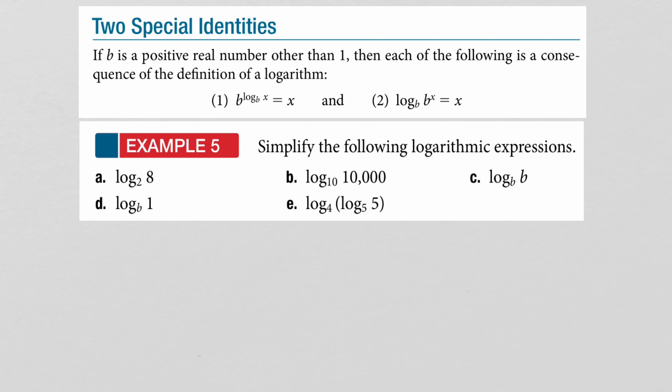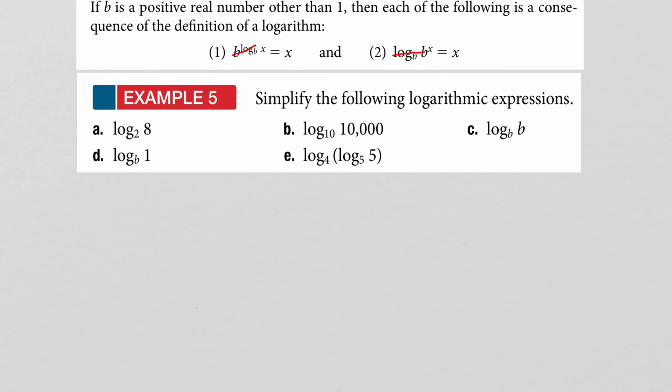And finally, we have two special identities because of the fact that exponential functions and logarithmic functions are inverses. We have one identity that says if you take the number b and you raise it to the power log base b of x, you simply get x. So basically what happens here is these cancel out. Likewise, if you have the log base b of b to the x, you also get x. And so these simply cancel each other out.